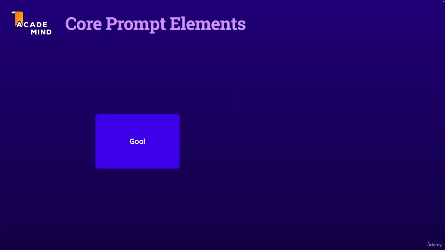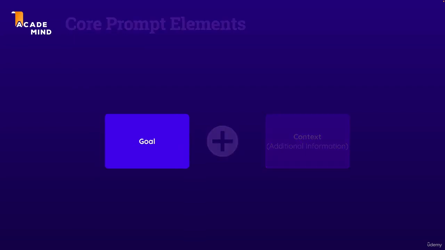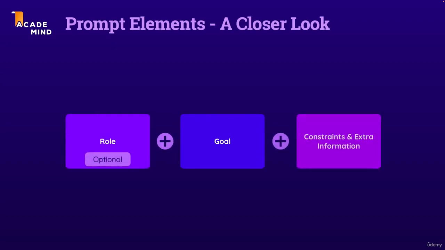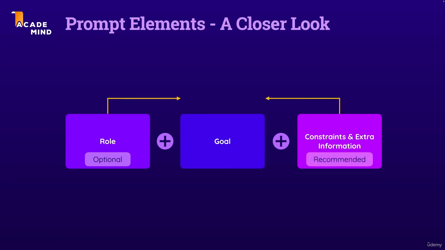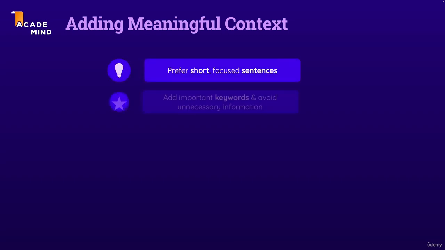Now, when it comes to prompt engineering and to writing good prompts, you learned that it's in the end about combining a goal with context, with some extra additional information. For example, with a role, and then all the other extra constraints and extra information that might allow ChatGPT to provide a better response. You learned that you should try to write your prompt by combining short, focused sentences that contain any relevant information and keywords that might be required, but should avoid unnecessary information.